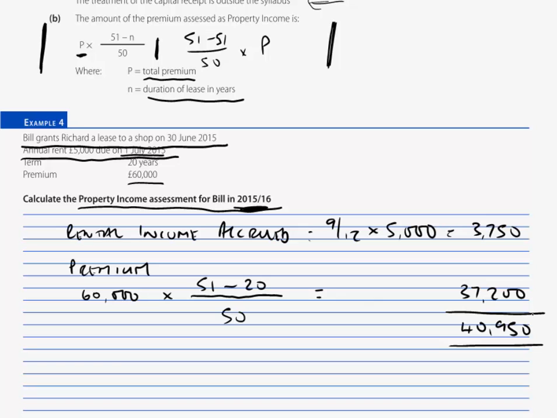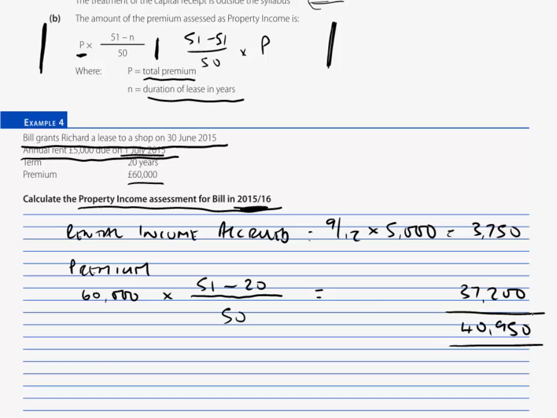Going forward, of course, our annual rental income accrued will be £5,000 until such time as the rent is reviewed, no doubt, within that 20-year lease period, less any allowable expenses incurred. Okay, should not therefore, I hope now, be a problem in working out for the lessor what his property income assessment will be. And basically the same techniques will be used when we turn our attention to corporate tax.